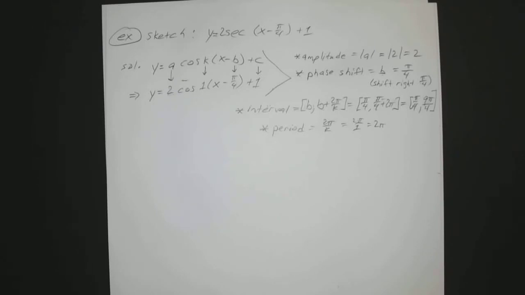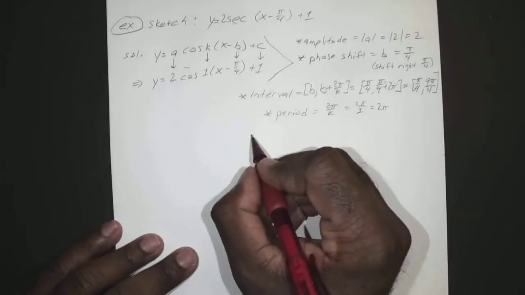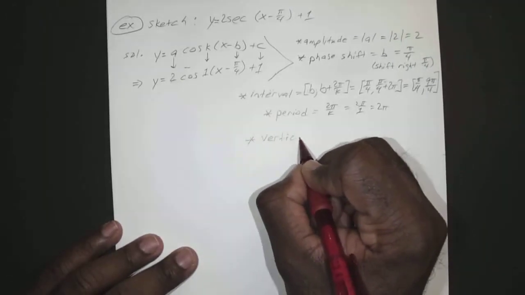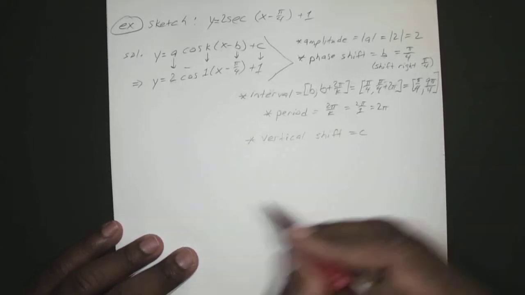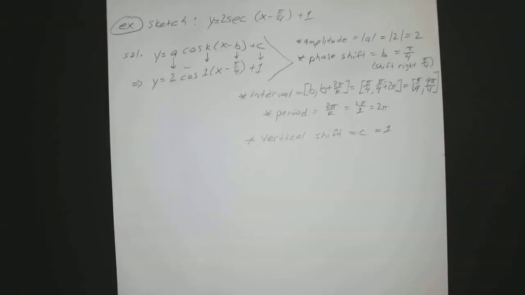Okay, so we have our period, our phase shift, our interval, and our amplitude, which is everything we need to make a graph. And we even have one more, our vertical shift, which is c. Which just means you're going to move everything up 1.